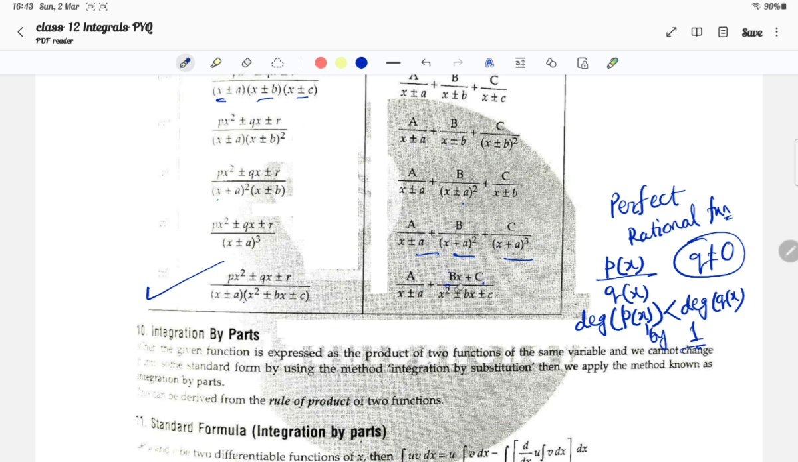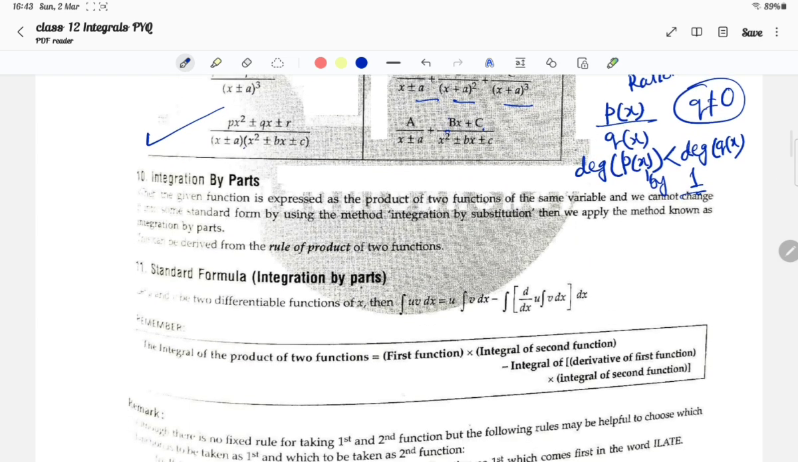Here see, if I will write b by x square plus bx plus c, in that case, obviously in the denominator function the degree is 2, in the numerator function it is 0, x to the power 0, so it is not less by 1. So to avoid this, to make the perfect rational function you have to write bx plus c, understood, bx plus c. Okay, now integration by parts, LIATE.